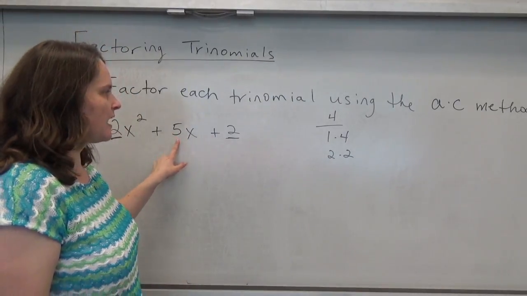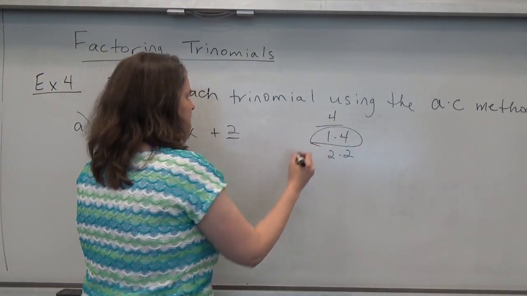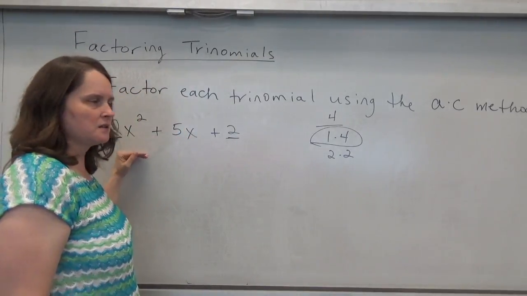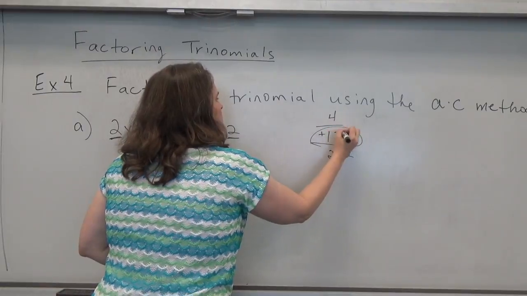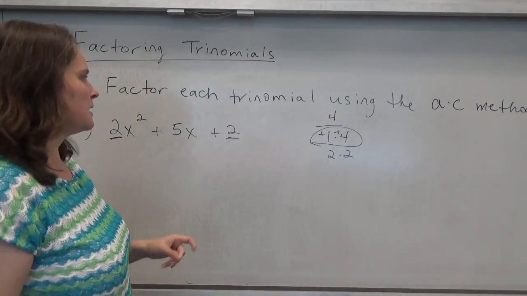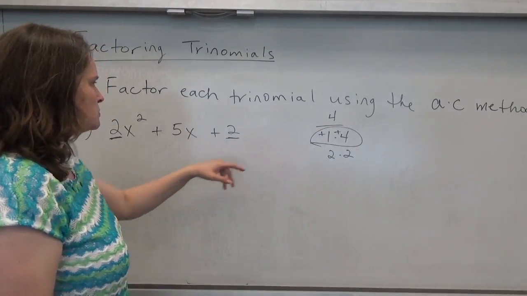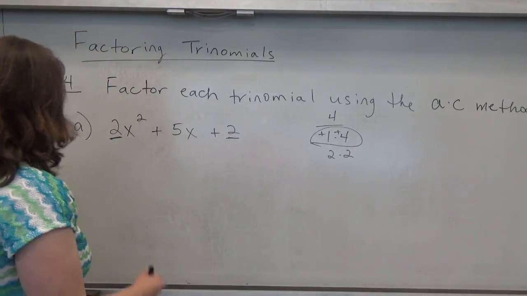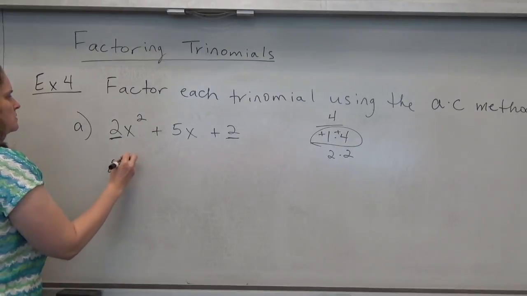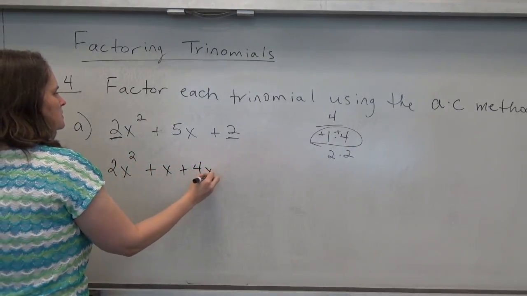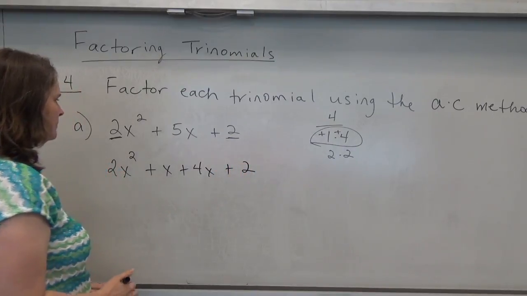To get a positive 5, I want to go with the 1 and the 4. And this time, I've got a plus. Everything is positive, so this is a little easier. I guess it's a little easier than the last examples were. Let's use those two numbers to rewrite this with 4 terms. So we'll have 2x squared plus 1x plus 4x plus 2.